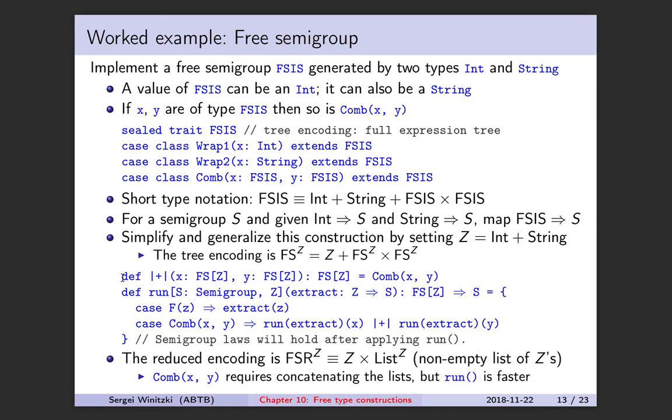Let me just write the definitions of the methods. So the method of semigroup operation is very easy. I just put the two arguments into a case class. And the run method takes a semigroup and an extractor function, which maps my z into a semigroup, and that's equivalent to the two functions that I assumed here before, just a single function from z to s. So then I get a function from my free semigroup generated by z to s. How would that work? I match on the free semigroup. It has two cases. The case of f, well, I call it wrap here. Let's call it f.